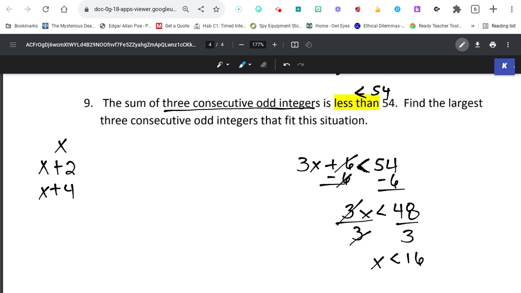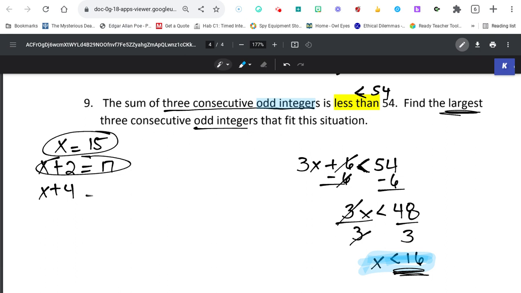It cannot be 16, so I need an odd integer. Can't be 16, guys. I need an odd integer that's less than 16. What is the largest odd integer that's less than 16 though? So that would have to be 15. 15 is the largest odd number that's less than 16. So I'm going to start off with using an x of 15. So this would be 17 and this would be 19. So my largest 3 consecutive odd integers that fit this situation are 15, 17, and 19.